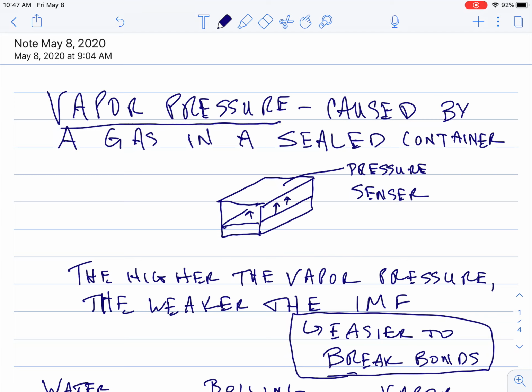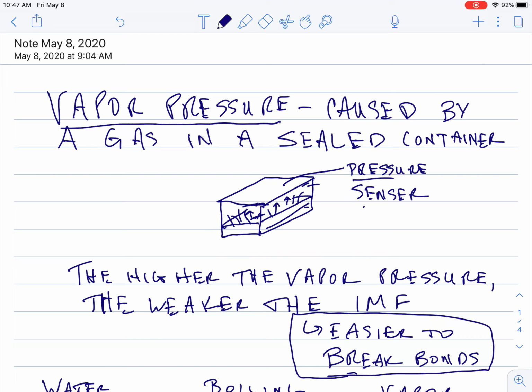how that's measured is that you take a sealed container and you put in a liquid. It might be water, ethyl alcohol, methyl alcohol, whatever this is. And it has to be sealed up so that the vapor can't escape. And so what's going to happen over a period of time at a particular temperature is that some of these molecules are going to begin to break free.